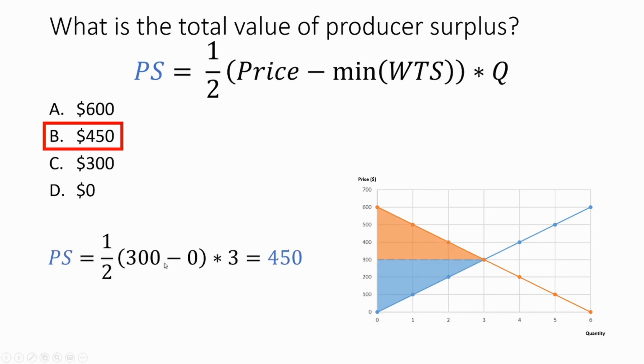The answer again is 450, right? Producer surplus is 1/2 times 300 minus 0 times 3, right? Our minimum willingness to sell was 0, so 300 minus 0 times 3, because our quantity is 3, which gives us 450.